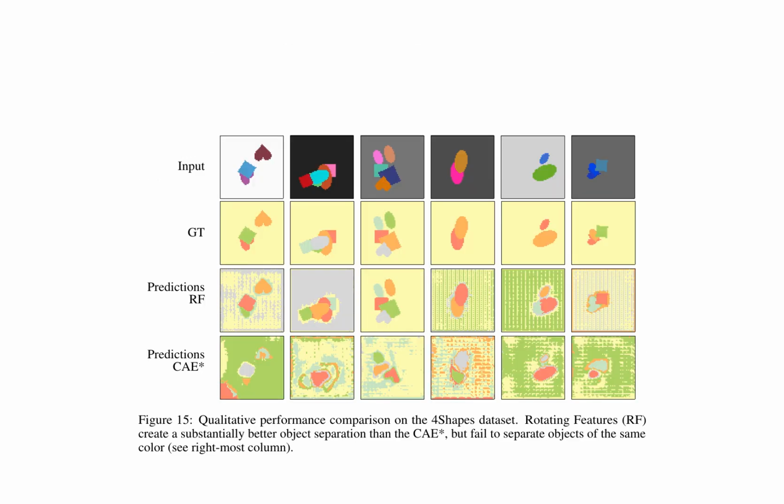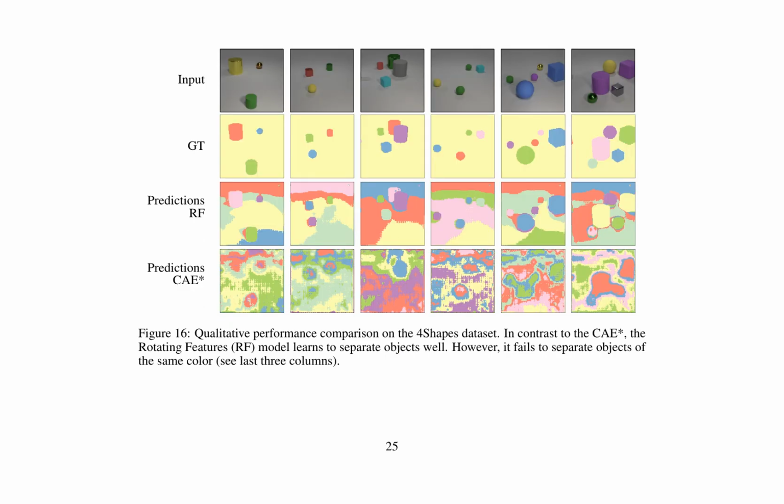A comparative analysis of the CAE and rotating features (RF) models reveals distinct strengths and limitations in object separation on the 4 shapes dataset. Qualitative performance comparisons in Figure 15 demonstrate the RF model's superior object separation capabilities compared to the CAE model, particularly in distinguishing objects based on shape and spatial relationships. However, the RF model struggles to separate objects of the same color, as evident in the rightmost column. This limitation is further illustrated in Figure 16, where the RF model consistently fails to differentiate objects of the same color, despite its ability to learn and separate objects well.